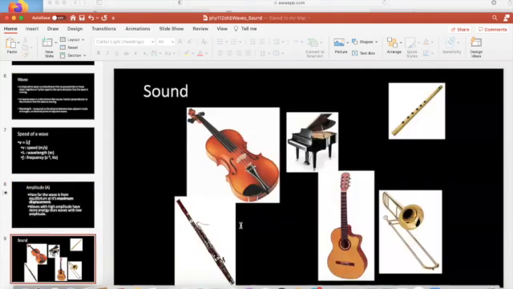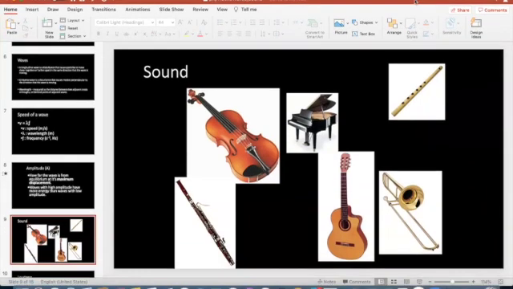All right, now for sound waves. Sound comes from vibrations that occur within instruments. So here we have different instruments. You got your piano, your guitar, your horn, your flute, your violin.